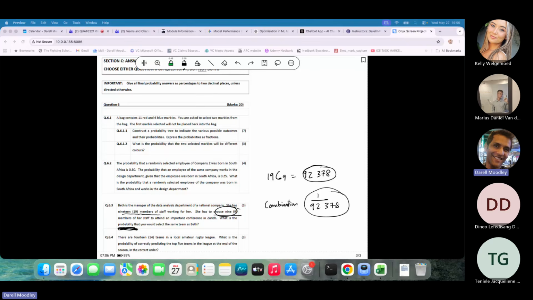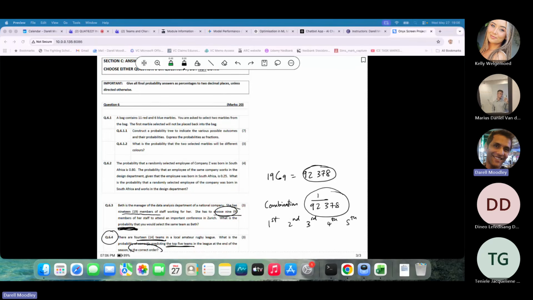Now for question 6.4, it's very similar. Here you have 14 teams in a league, and you want to work out the probability of correctly predicting the top 5 teams. Now it does matter about the order, because the question even tells you in the correct order. So it means you need to know, let's say, first place, second place, third, fourth, and fifth place, right?